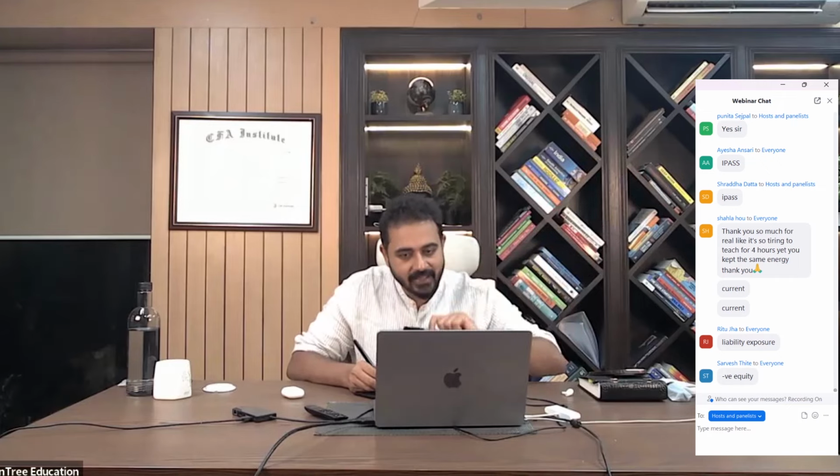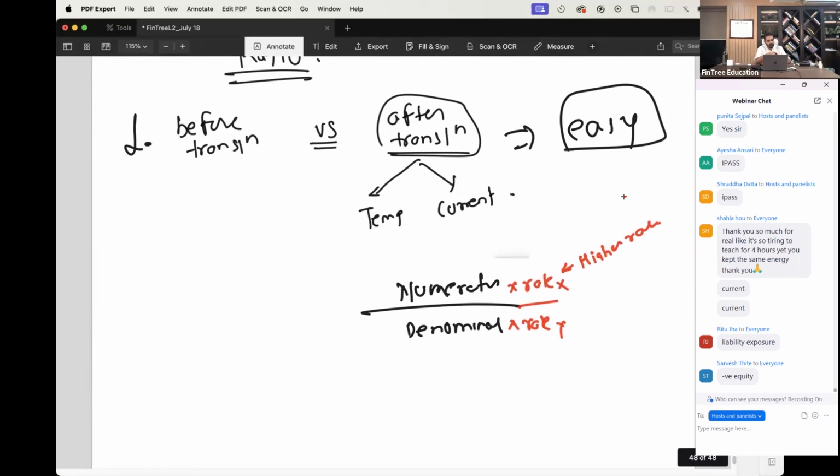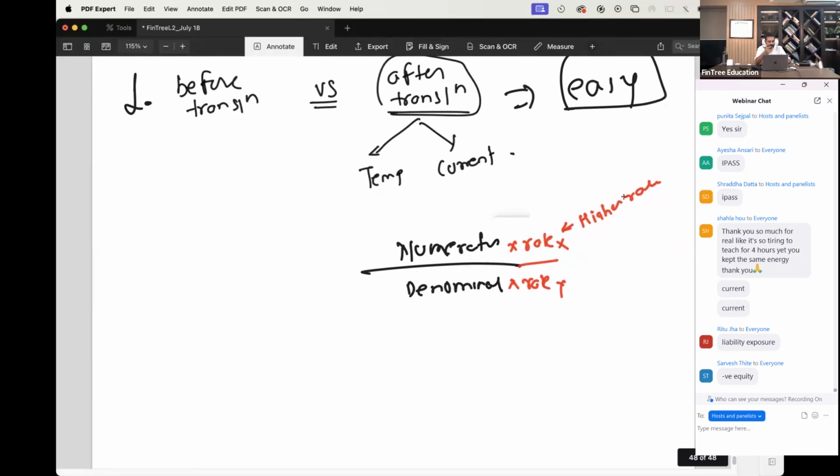So at what rate did I convert the numerator? At what rate did I convert the denominator? Versus the original ratio. If you converted the numerator at a higher rate, then your ratio is higher, correct? But if you converted the numerator at a lower rate, the ratio is lower. So if you have the first category of question, which is before translation versus after translation, either temporal or current, it's an easy question to answer.